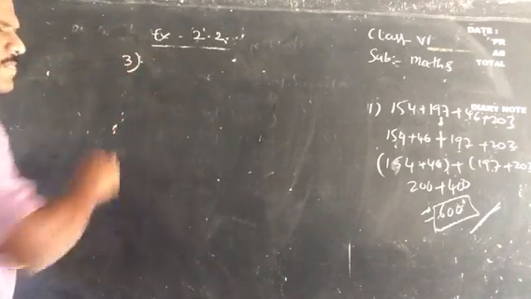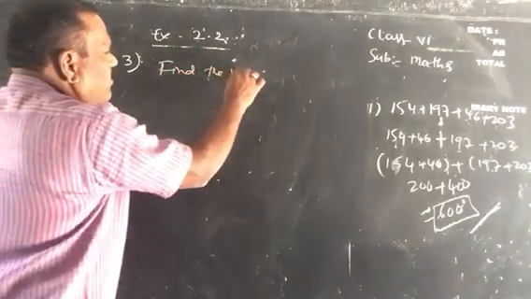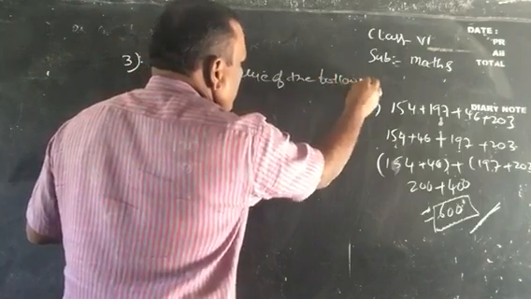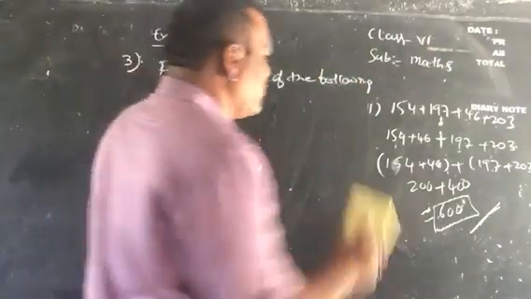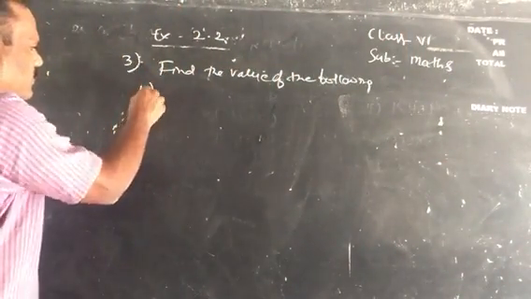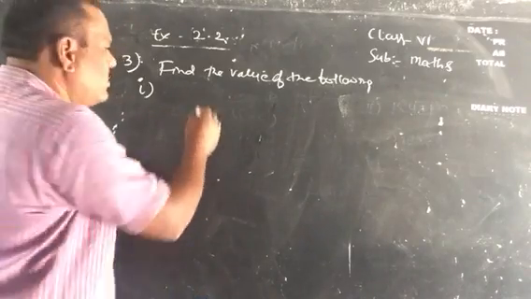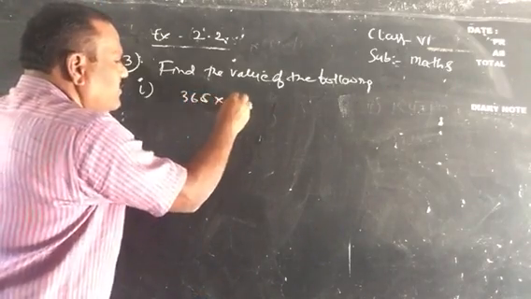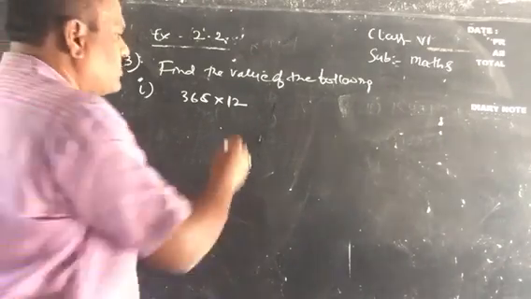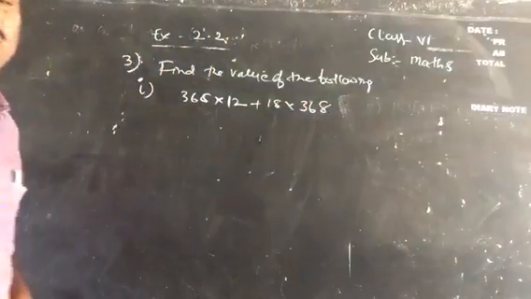Third bit, children. Find the value of the following. First one, children: 368 into 12 plus 18 into 368.